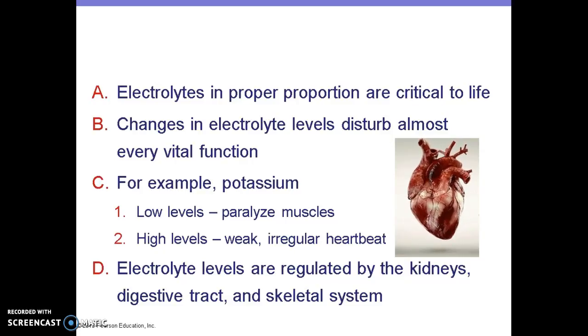Changes in our electrolytes will really bother us. For example, with potassium, if we have low levels of potassium, our muscles will be paralyzed. If we have high levels of potassium, we have a weak, irregular heartbeat. Normally, humans don't have too much problem with potassium. People have problems with salt. You notice people have high blood pressure. They may be salt sensitive. So different electrolytes have different problems. But our electrolytes are regulated by our digestive tract, our skeletal system, and then finally, if we have too much electrolyte, we'll urinate them out with our kidneys.